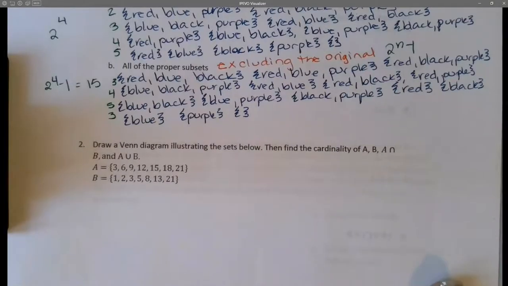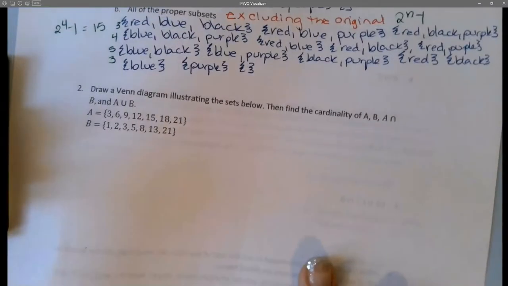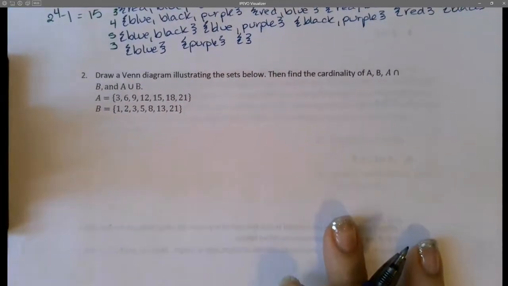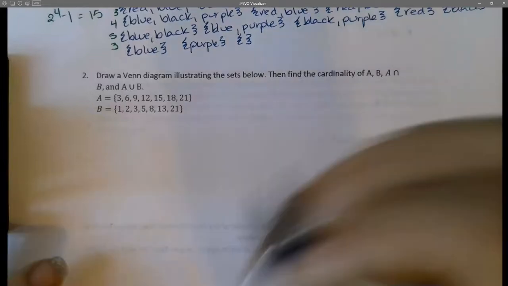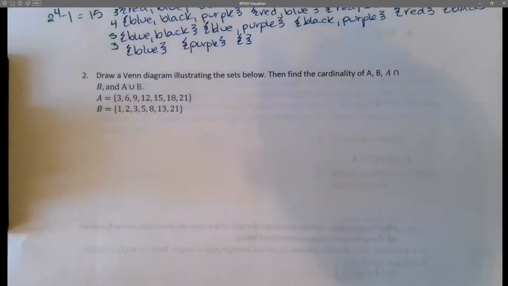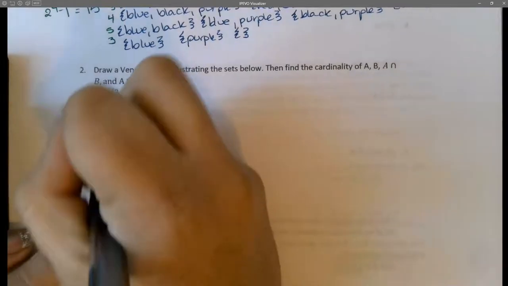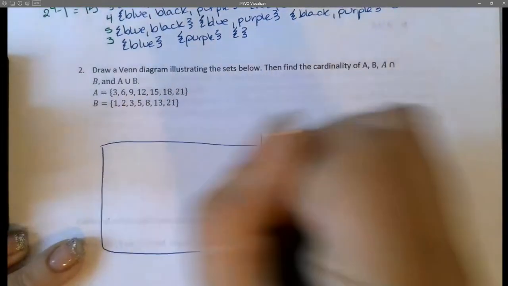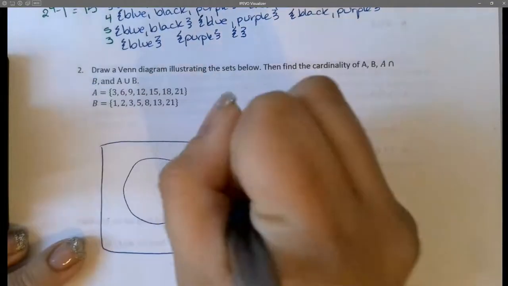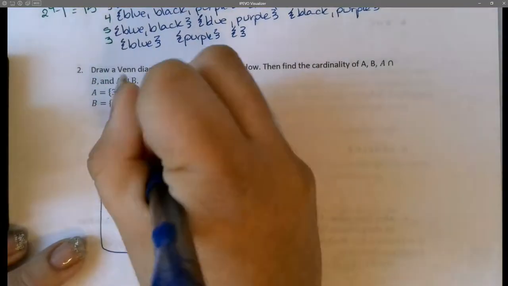Okay, number 2 wants me to draw a Venn diagram using these sets below, and then find the cardinality of A, B, A intersection B, and A union B. So there are 5 different things it is asking for on this question. The first step is to draw the Venn diagram. I'm going to draw it inside a rectangle, even though it doesn't give me a universal set.